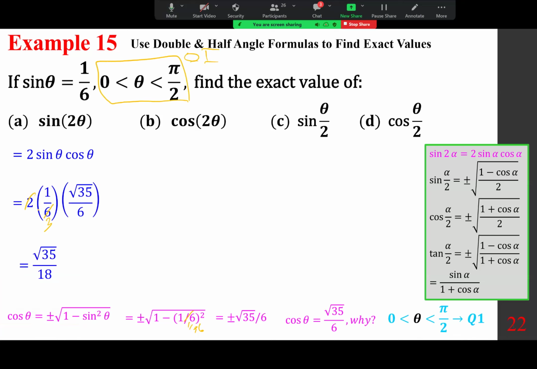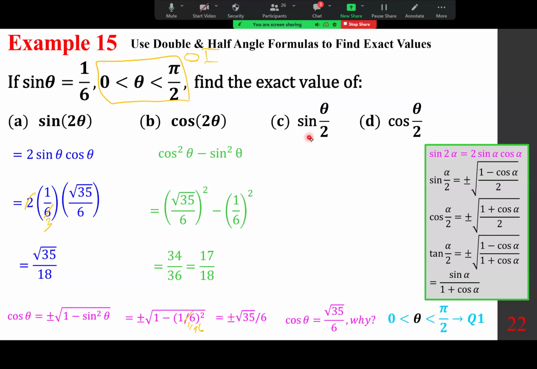For cosine 2 theta, we really can use any of these formulas: cosine squared minus sine squared, 1 minus 2 sine squared, or 2 cosine squared minus 1, because we have 3 different formulas. Since we have developed the cosine, perhaps we use that one. So square this one minus square that. And as you can see, this becomes 35. This becomes 1. 35 minus 1 is 34/36. 34/36 simplifies to 17/18.